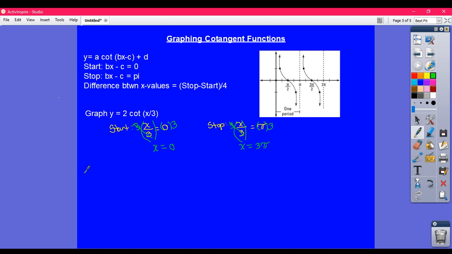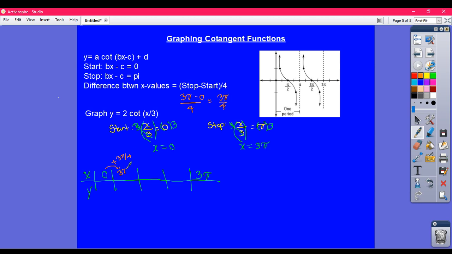So again, for the x values, there are 5 points in one period, and we only need to know one period because after that, it just repeats. Everything repeats in the graph. So I'm going to make a table where it starts at 0 and ends at 3 pi. And to find the x values in between them, I'm going to apply the formula above, which is the stop minus the start over 4, which is 3 pi over 4. So the difference between each x value will be 3 pi over 4. So each time I'm going to add 3 pi over 4.